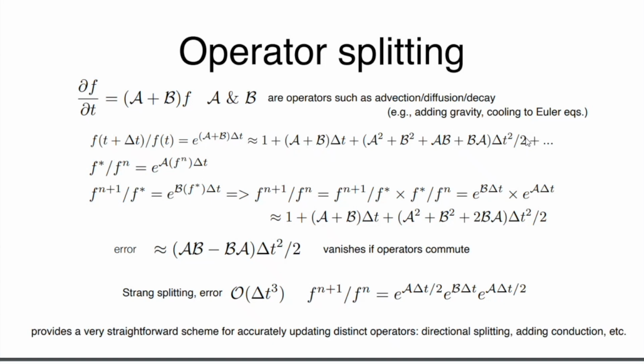And you see they are very similar. The error is this. And the error does not vanish in general because A and B being matrices don't commute, so AB is not equal to BA. But it is still second order accurate. It's very good. You don't have to work very hard to get this. That's the idea of operator splitting.